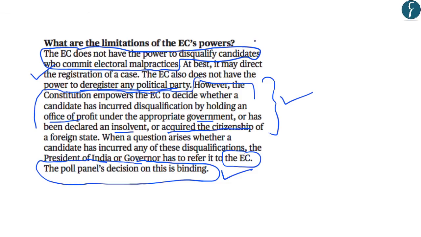have the power of disqualifying the candidates who commit electoral malpractices. And also the Election Commission does not have the power of deregistering any political party. So all these articles and the questions that we have discussed here highlight the powers of the Election Commission as well as the limitations on the power of the Election Commission. And with this, let's move to the next article.